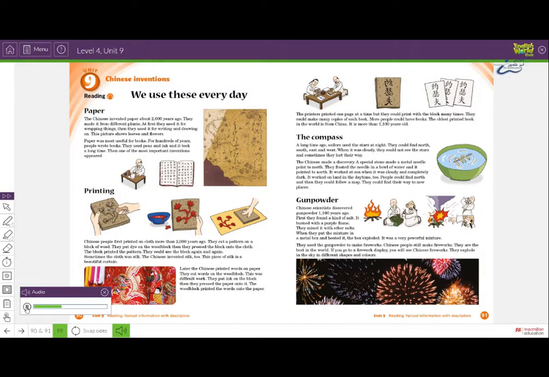Later, the Chinese printed words on paper. They cut words on the wood block. This was difficult work. They put ink on the block. Then they pressed the paper onto it. The wood block printed the word onto the paper.